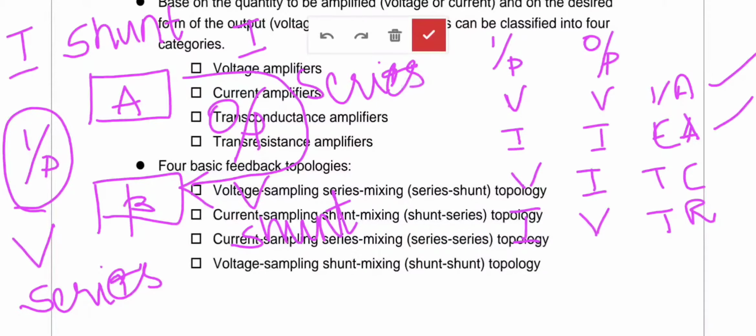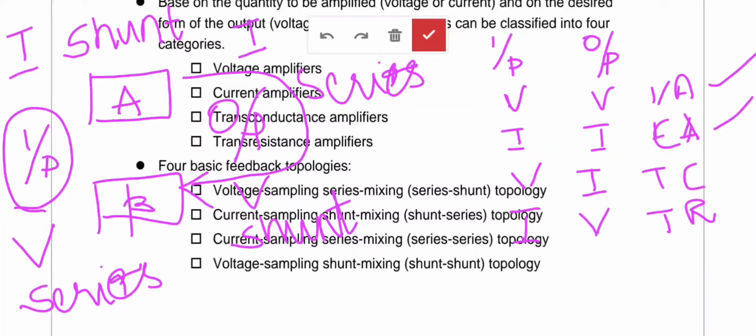If the output is a current, then the sampling is known as series sampling. So you should remember that if the input is voltage, then it is series mixing. If the input is current, then it is shunt mixing. If the output is voltage, then it is shunt sampling, and if the output is current, then it is series sampling. So now we can name the topology easily.